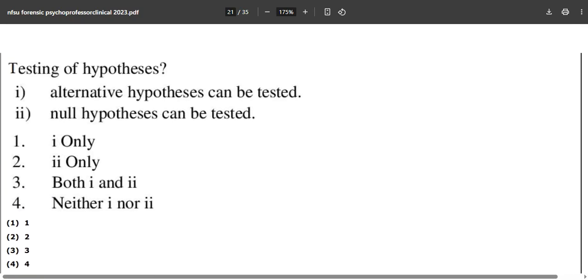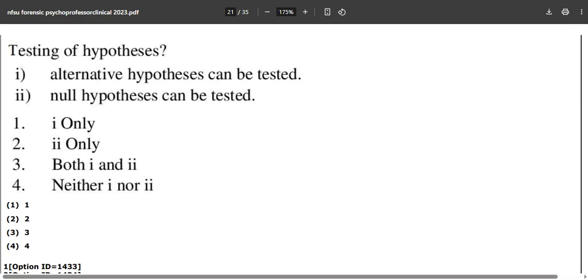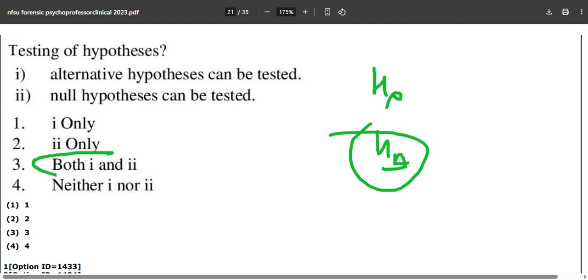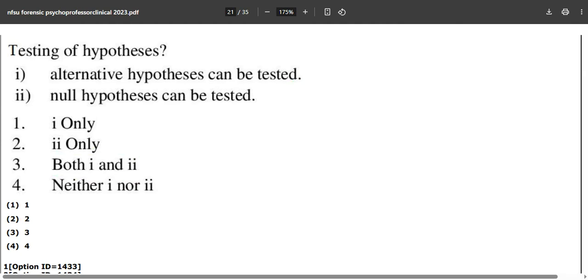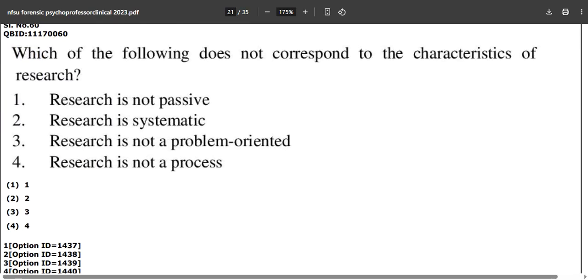And testing of hypothesis. Yes, this is important, testing of hypothesis. Alternative hypothesis can be tested and null hypothesis can be tested. So you should be knowing the difference between the H0 and HA, and that is how you will solve. The correct answer is both 1 and 2. We can test this and test this as well, and this is the correct answer for this particular question. Moving forward to the next one.